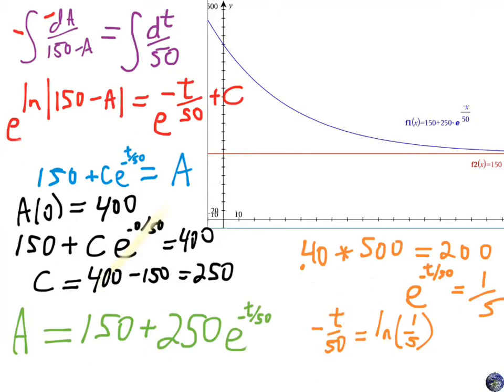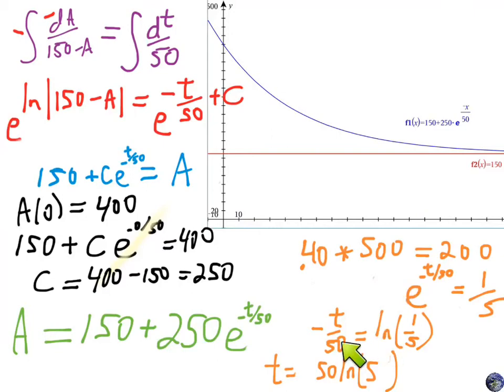Now to solve for t, we just multiply the negative 50 over. So t is equal to 50 times the natural log of, and just to simplify, instead of writing 1/5, I'm going to write it as 5 to the negative 1 power, because that's the same thing. You don't have to do this, but remember the log property: if you have an exponent, you roll it over the log, the minus goes out, and that cancels the other one.